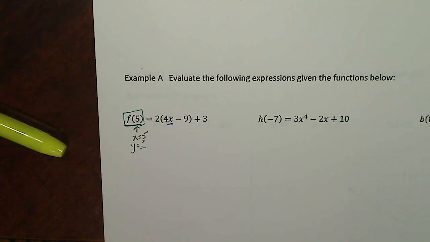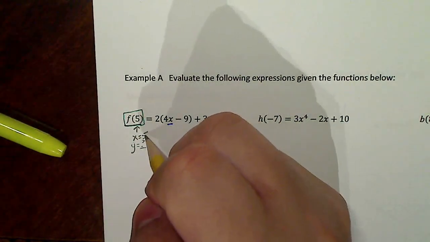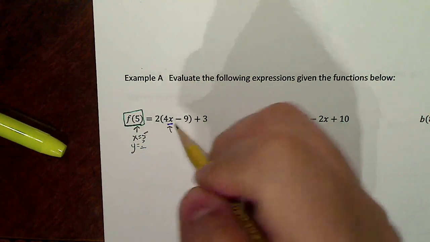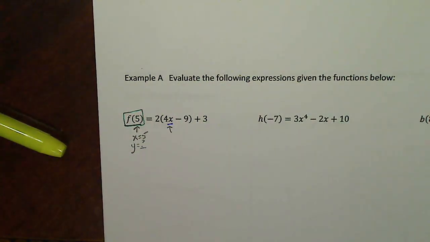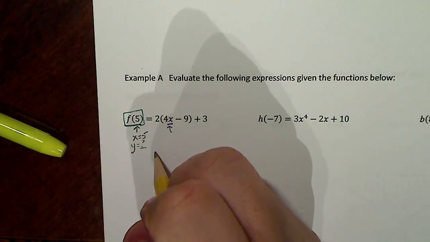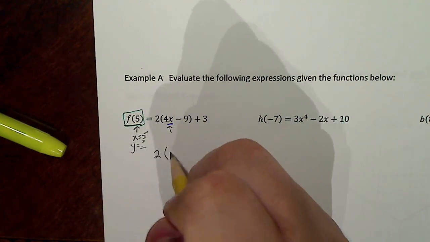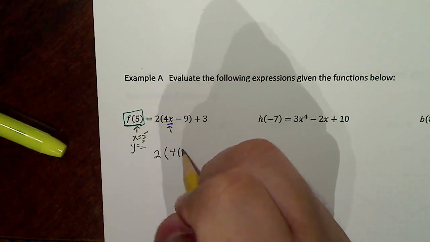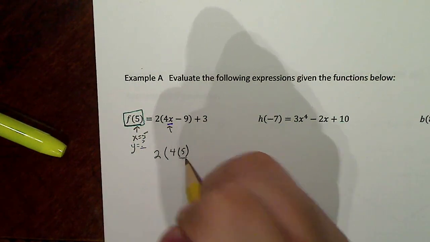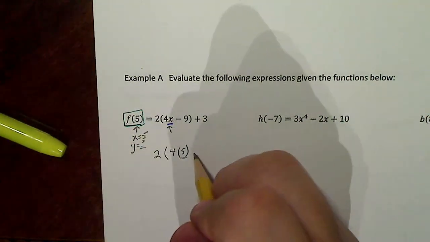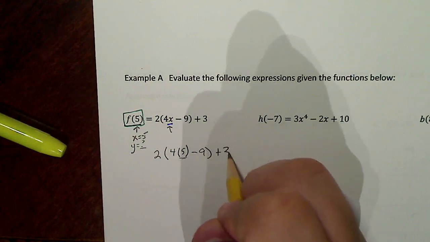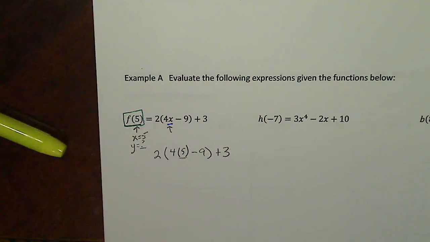Okay. And so what we do is we take this value of 5 and where my variable is going to be at, which I could have more than one variable, I'm going to substitute it in for that particular variable so that it looks something like this. 2 parentheses of 4 times 5. Notice I turned this into parentheses instead of leaving it as an x. Minus 9 plus 3. Excuse me. And then we use your order of operations to actually solve.